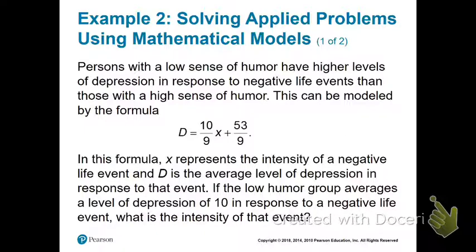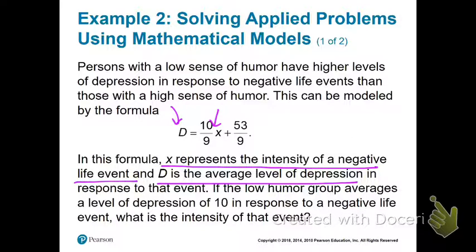Okay, so the next slide, if you printed out the slides, is blank, so you have room to work. I'm just going to try to work in the little space that they have here. All right, so they told us that we've got this equation. So let's go back over with the variables. What is the D? Well, D is the average level of depression. So D is depression. Makes sense. And what is X? Well, X is the intensity of a negative life event.